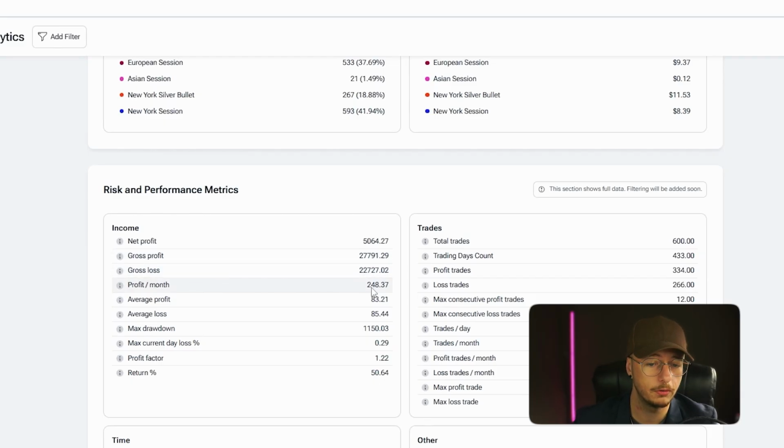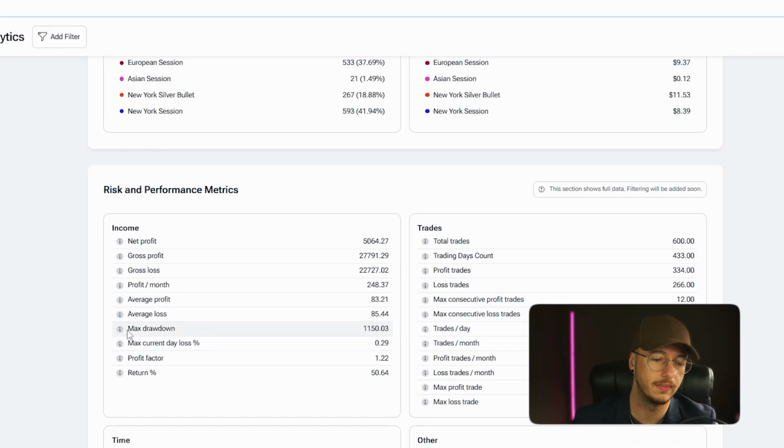We can see the profit per month, that could be a great indicator of what we can make every month, but what we can look at is our average profit and our average loss. In this case, I go for a risk reward of 1 to 1, so this should be equal. If this isn't equal, we are doing something wrong.